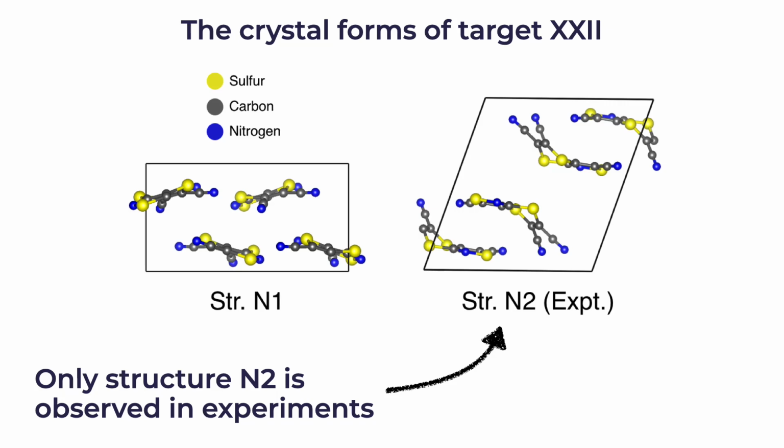We of course have the unique advantage that we know that structure N2 is the experimentally observed crystal structure for target 22. Interestingly, structure N1 has been labeled as the most promising candidate after the first screening with cheaper methods. A common problem is that force fields and even certain DFT methods struggle to accurately represent the molecular geometry, particularly the hinge-like feature of the molecule.